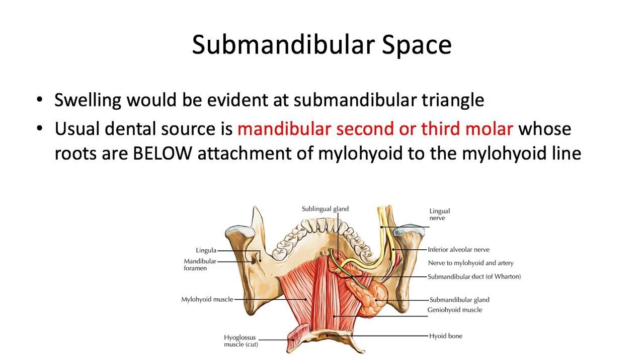Now, if we go to the submandibular space, swelling would be evident at the submandibular triangle. The usual dental source for this one is the mandibular second or third molar, whose roots are below the attachment of the mylohyoid muscle to that line. So this is the example that I was just proposing. If you have long roots of a second or third molar, the infection would pierce through the lingual cortical plate into the submandibular space located below the mylohyoid muscle.